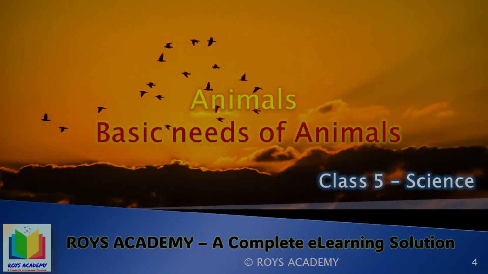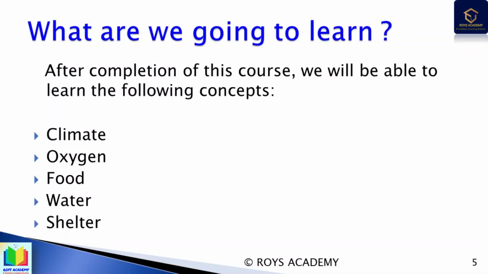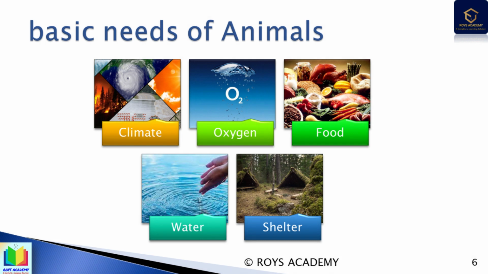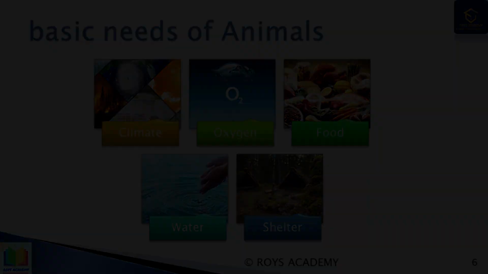Animals. Basic needs of animals. What are we going to learn? After completion of this course, we will be able to learn the following concepts: climate, oxygen, food, water, shelter. Now we are going to discuss the basic needs of animals: climate, oxygen, food, water, shelter.